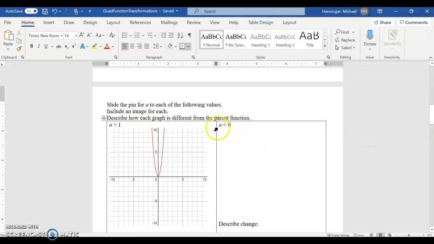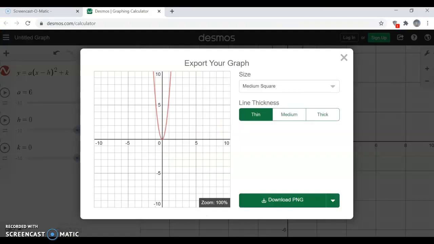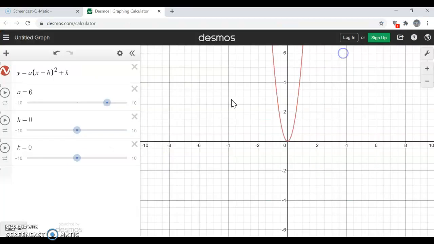Now, the next one, they want us to bring that A to something less than 0. Well, remember, numbers less than 0 are negative. So all I really need to do, okay, it was here at 1. I want to slide it down into the negatives. Oh, what happened? When I crossed over 0, well, at 0 it disappeared, but as soon as I got into those negatives, it flipped. Okay, so let's go with, say, less than 0. Let's just go with negative 2 will work.